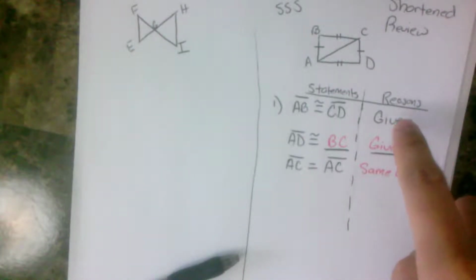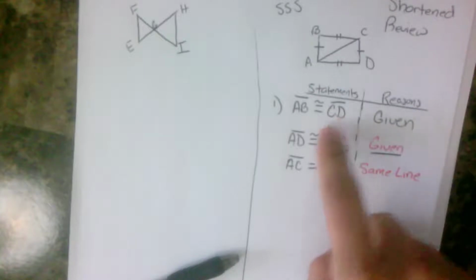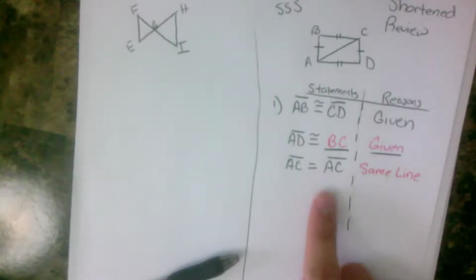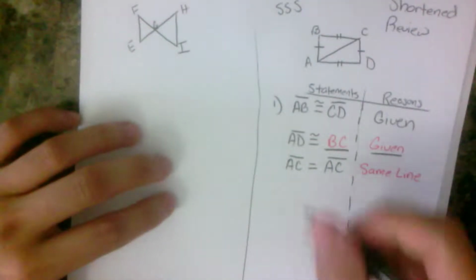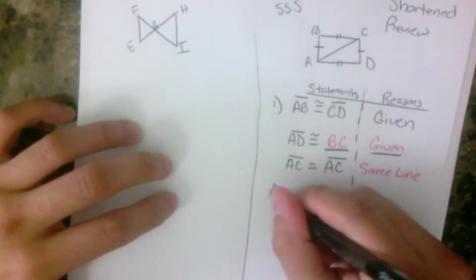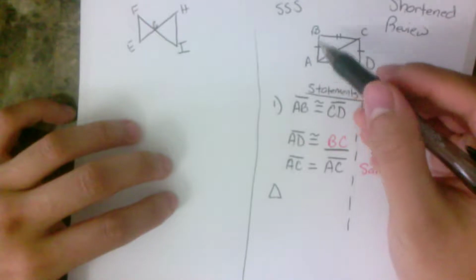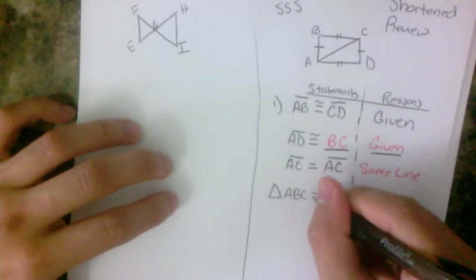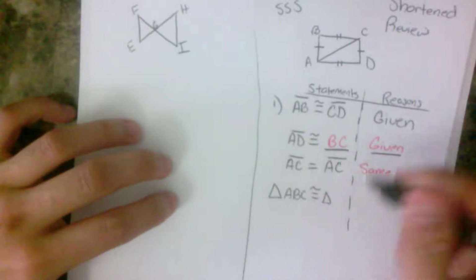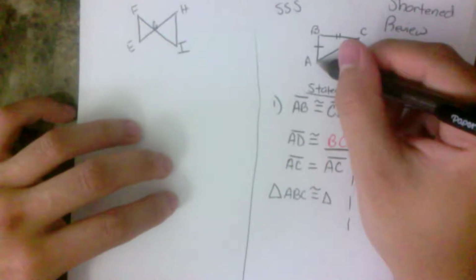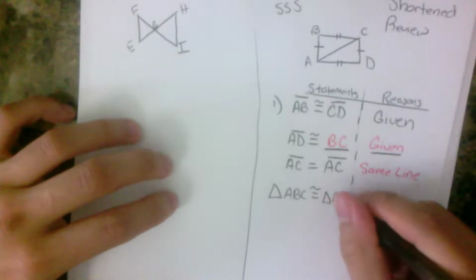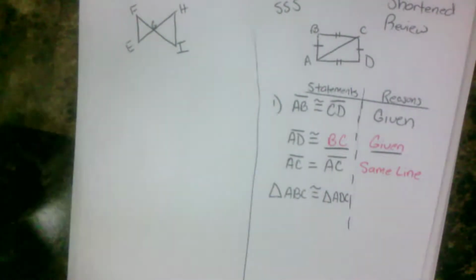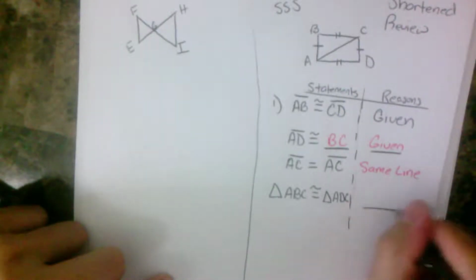Now that you know that this side is equal to that side is equal to that side, and then this side is shared between the two, you just have a fourth condition. So triangle, and let's go ahead and name our triangles. So ABC is congruent to triangle ADC. And then, I would maybe put another blank right here.